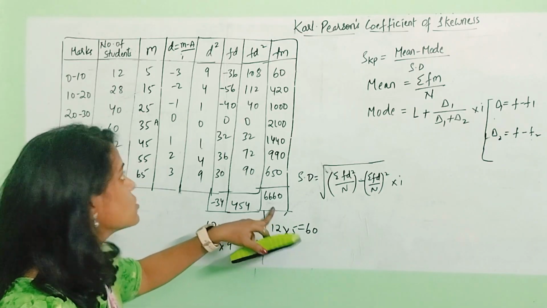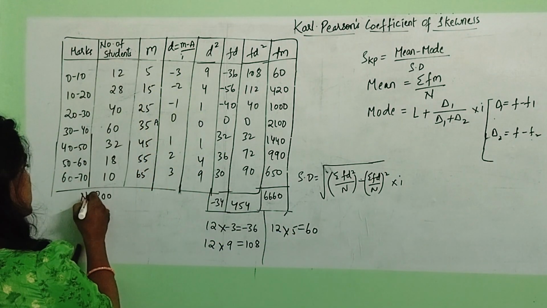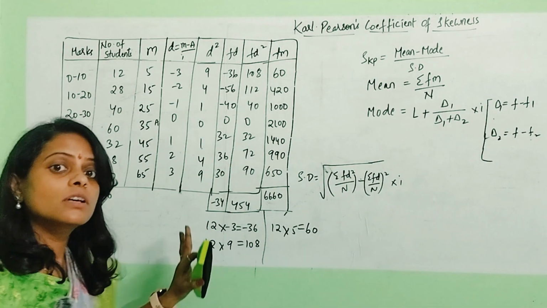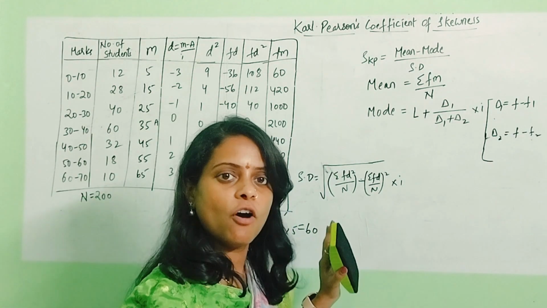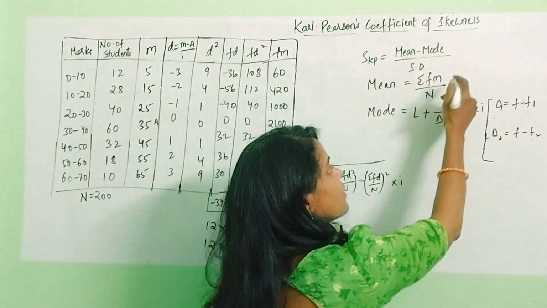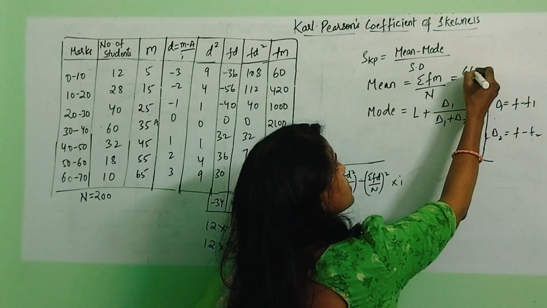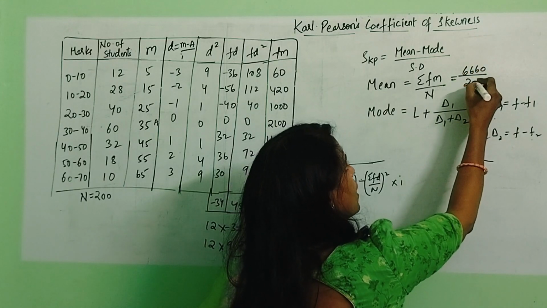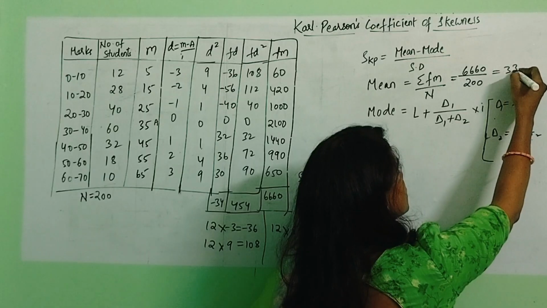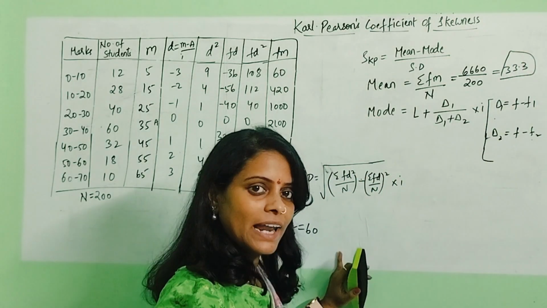So we got all the values now. What is n value? N value is nothing but your frequency. Add all the frequency values, we got 200. Now what we have to do? Substitute that in the formula. The first we have to find out mean, that is sigma fm by n. What is sigma fm we got? 6660 by 200. So what is 6660 by 200? That is 33.3. So this is your mean value.